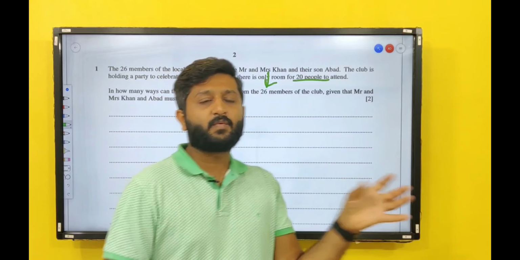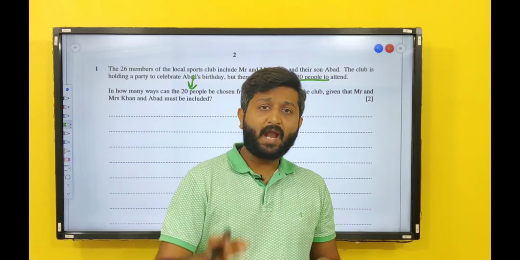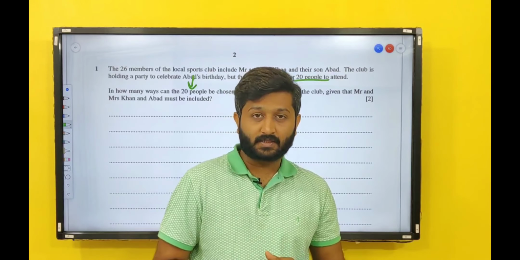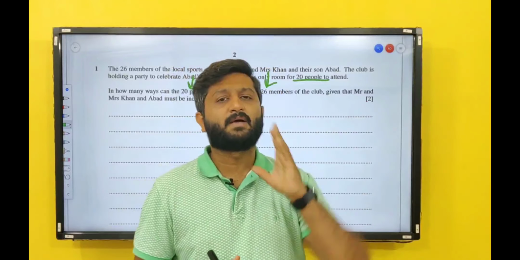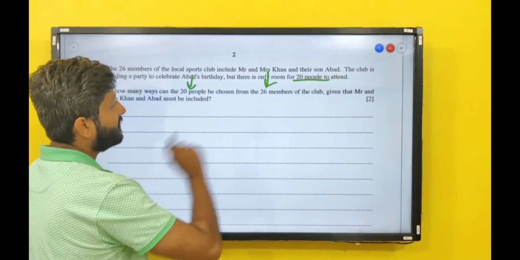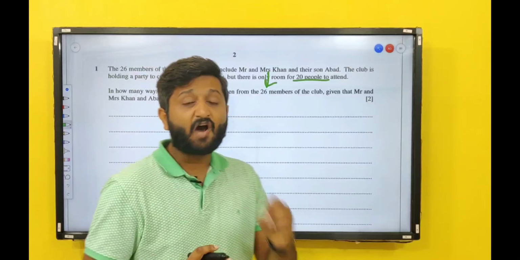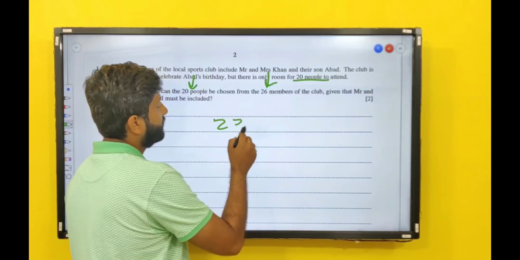So we have 26 members. Out of that we are supposed to select 20 members, and out of that there are 3 members which are compulsory. Mr. Khan, Mrs. Khan and Abad are compulsory. Obviously it's their birthday party, so they will have to attend. So from 26 members, how many are available for your choice? I think 23 are available.